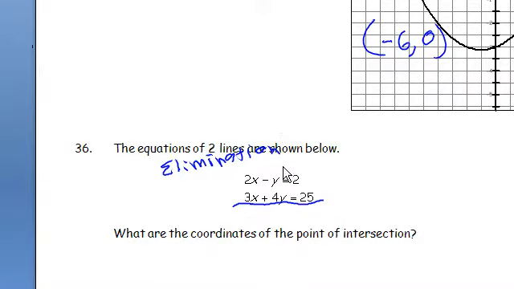Elimination. So now we need to figure out what is an appropriate strategy to get a good elimination here. So choose a variable to eliminate. I'm going to choose y.